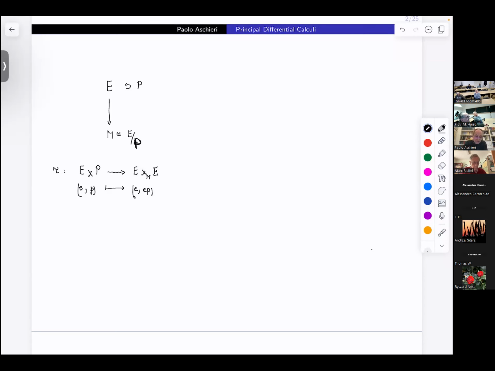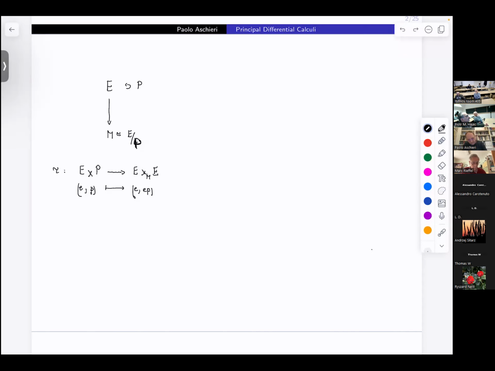And we ask this to be an action and to be a principal action. Principality of this action is encoded in the translation map from E Cartesian P into the fiber product of E tensor on M times E. This is a closed subspace of E tensor E. The principal action condition is encoded in the translation map not only being a bijection, but also being a homeomorphism.